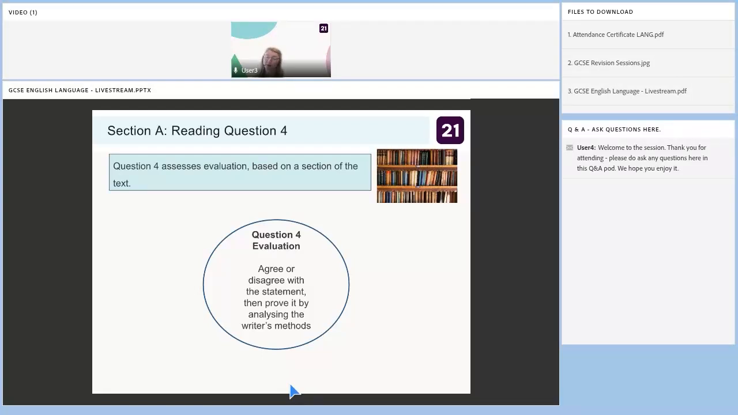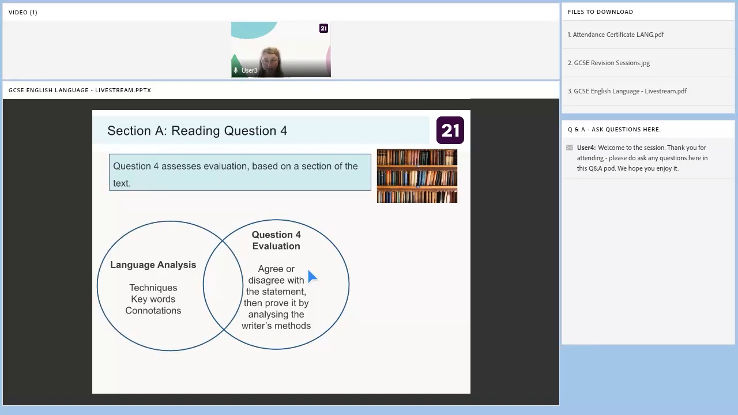I'm going to briefly look at question 4 before we hand over to look at paper 2. So question 4 is evaluation based on a section of the text, and this is a tricky skill, but I would encourage you to definitely try question 4 because, as we know, it's worth a huge 20 marks. This is where you have to agree or disagree with a statement and then prove it.